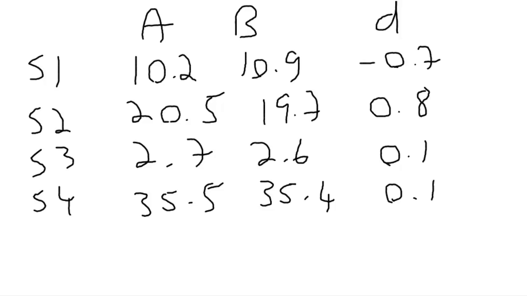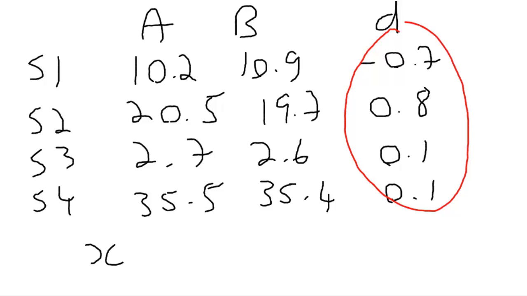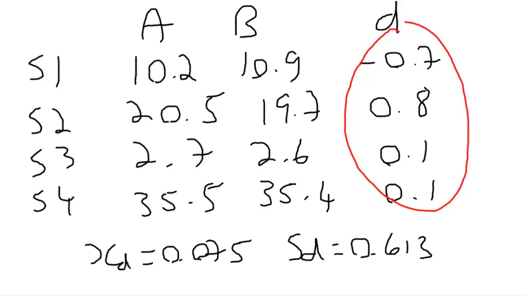Once we've done that, we're now going to do the test just on the differences, so we can ignore the actual values for the sample. So what we want to do here is use this set of data now. So we're going to take the mean of the differences, which is 0.075, the standard deviation of the differences, which is 0.613, and then the number of differences, which is 4. Again, we're just looking at the differences now.